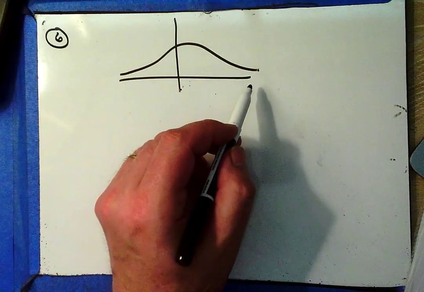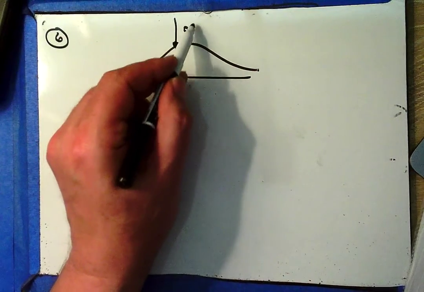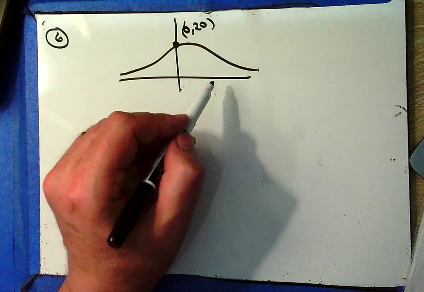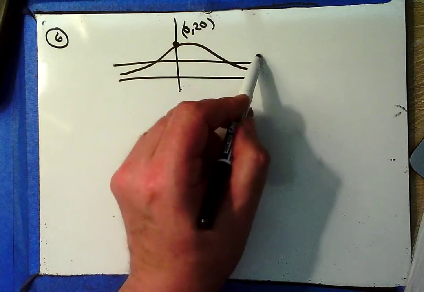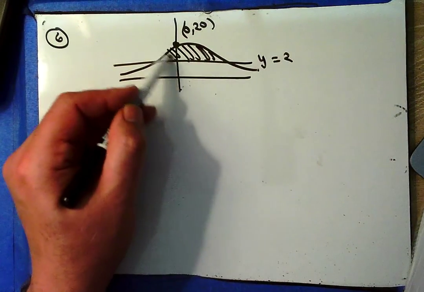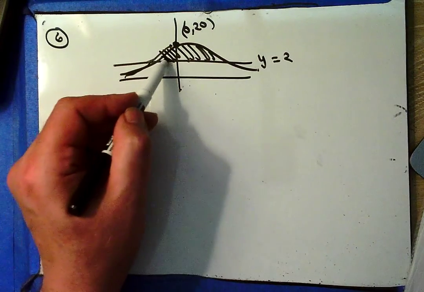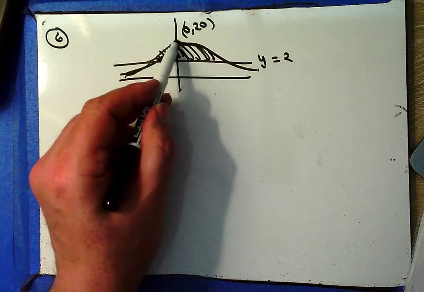Horizontal asymptote y equals 0, y-intercept at (0, 20). There's our curve, and the horizontal line y equals 2. And so this is the region we're talking about. There's a little more symmetry than I've given it credit for. And that should be our maximum there.